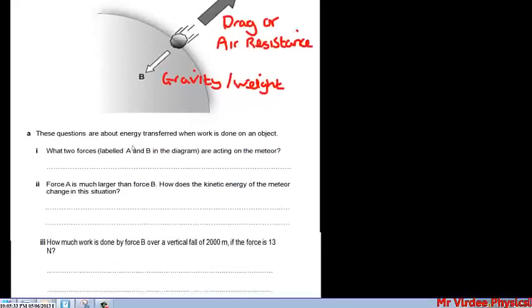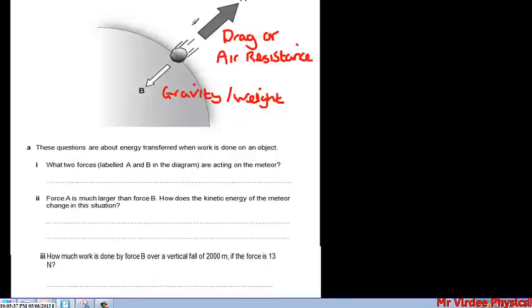So then it says force A is much larger than force B. As you can see here, this is what we call a vector arrow, and the arrow for A is actually larger than B. So that's how you tell the force is bigger. Pretty straightforward, but these are actually very, very powerful tools that you use in a lot of different diagrams.